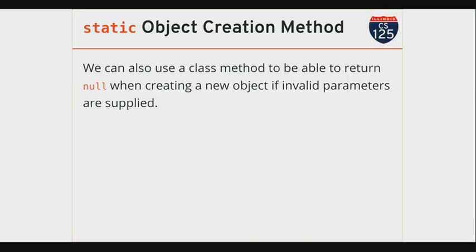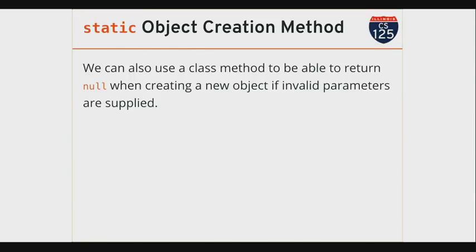Okay, so here's one possible use for static methods. There's a lot of uses for static methods. Again, providing utility routines that don't need an object instance is one of the common uses of static methods. But I can also use static methods to create objects in ways that allow me to reject bad parameters.